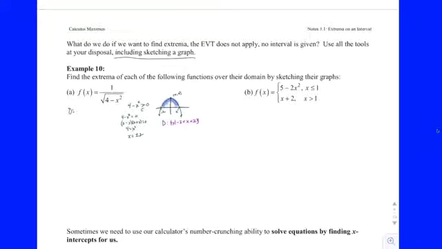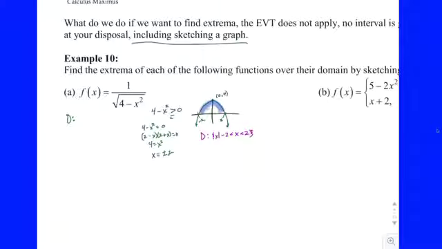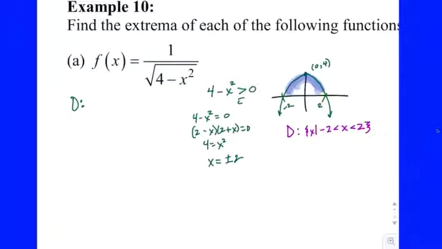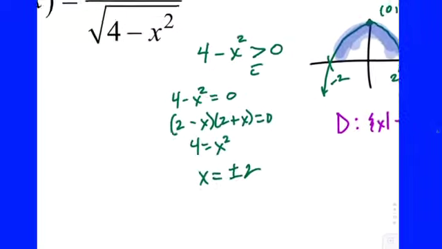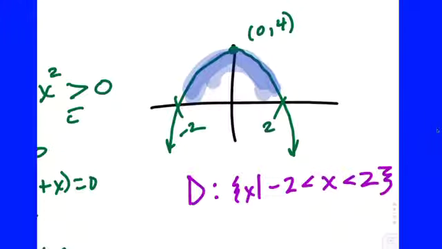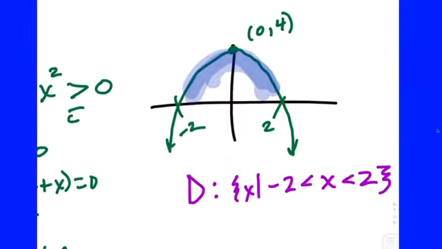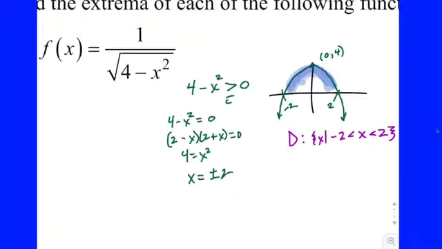Okay, we are in the process of finding extrema, absolute global maxes and mins, when we don't have a closed interval and/or when the EVT does not apply. So we were looking at this function here. First thing you want to do with the function is find its domain, okay? So we were saying we couldn't divide by 0 or take the square root of a negative. We set up this inequality to solve, and we found out that positive numbers live strictly between the X-intercepts. So the domain of the function is from -2 to 2, okay?